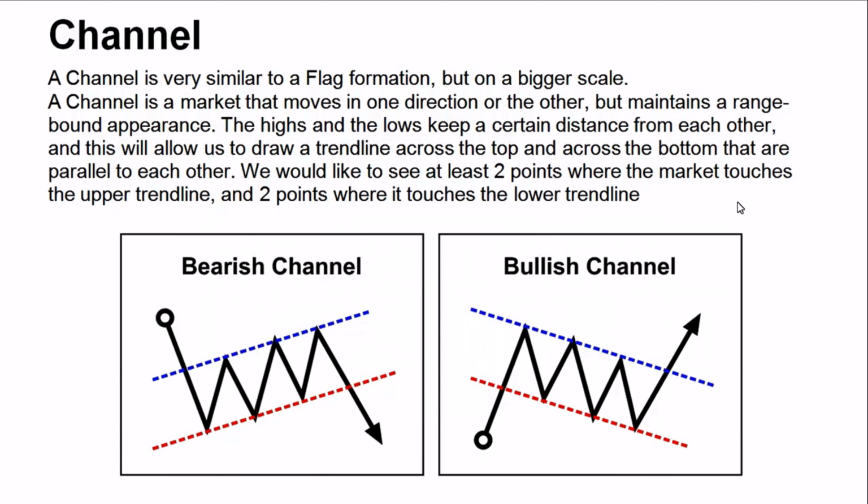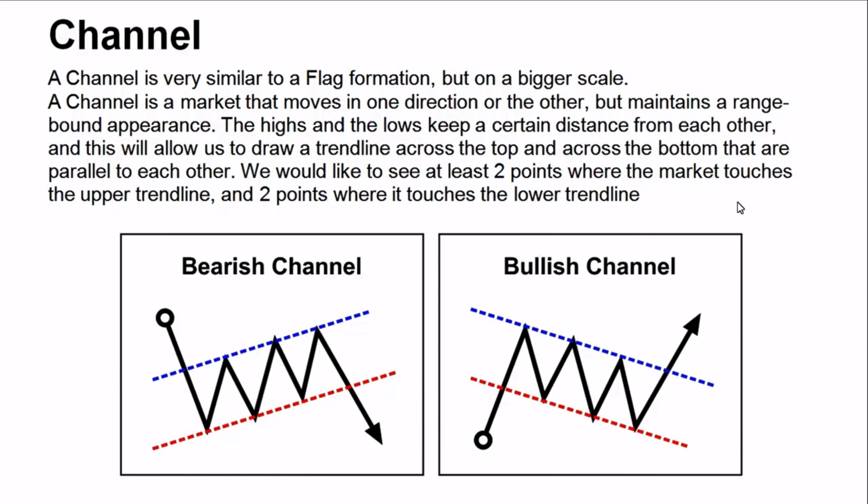Channel, right? So a channel is very similar to a flag formation, but doesn't necessarily need a pole in order to form a channel, but it comes in a bigger scale, right? So if you see a channel, it looks like a flag, but not necessarily a flag, but it comes in a large form, right? So a channel is a market that moves in one direction and the other, but maintains what we call a range-bound appearance.